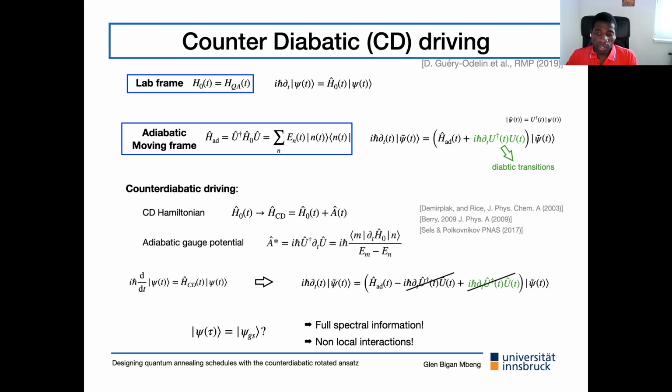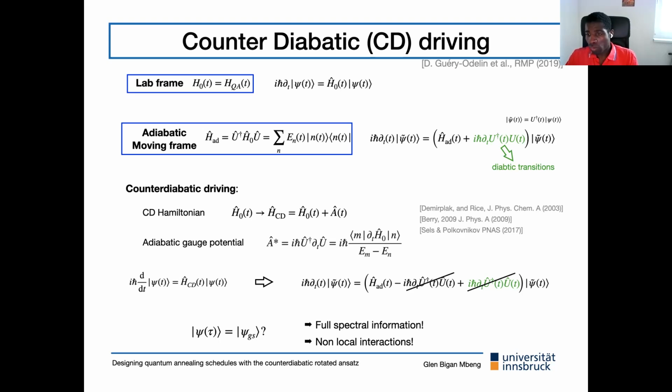In this case, the Schrödinger equation for the states in this frame changes, and due to the fact that the transformation is time-dependent, we get an additional term in the Schrödinger equation other than the standard rotated Hamiltonian. So, since the rotated Hamiltonian is diagonal in this moving frame, it will not generate transitions between the eigenstates, in particular also between the ground state and excited states.